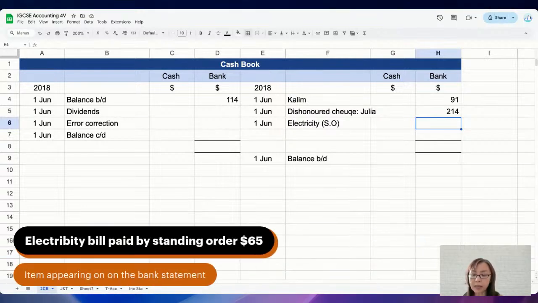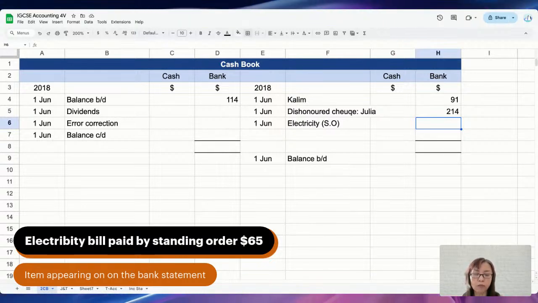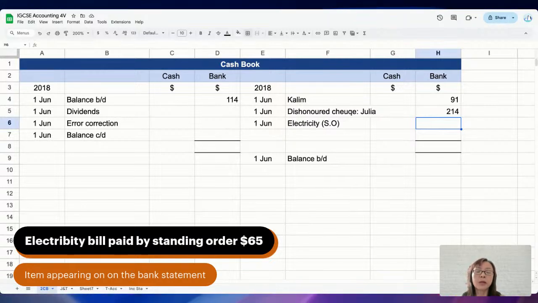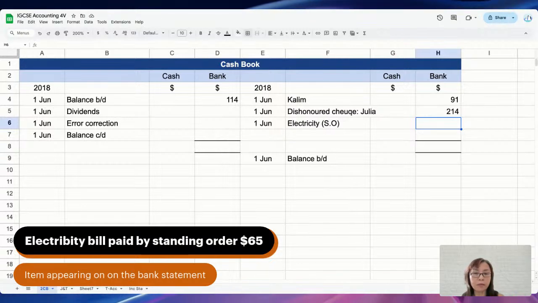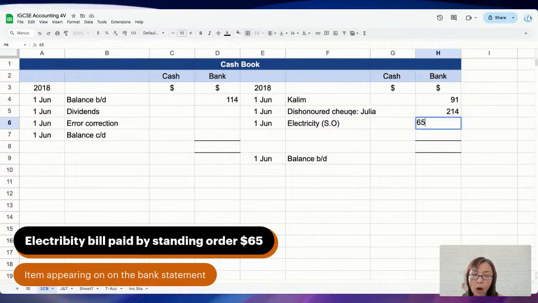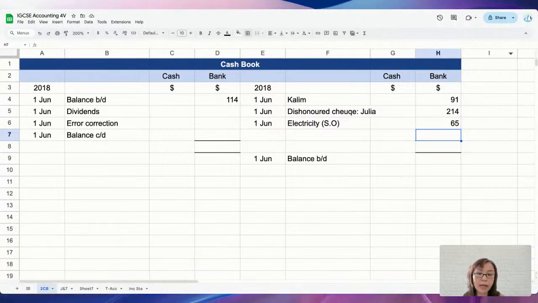Let's check another transaction. Another case is the electricity bill paid by a standing order of 65. A standing order means it is already fixed every month from the business to the receiver, which is the electricity company. But in the cash book we forgot to record it, so we need to enter it into our cash book at this round. So this is the transaction.